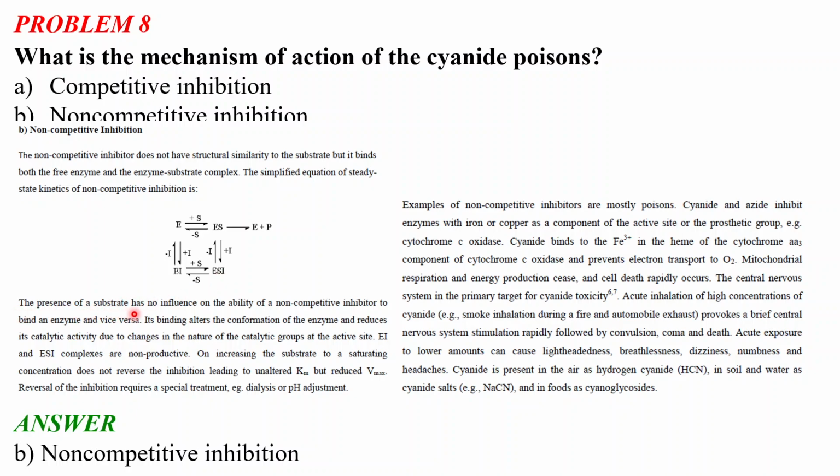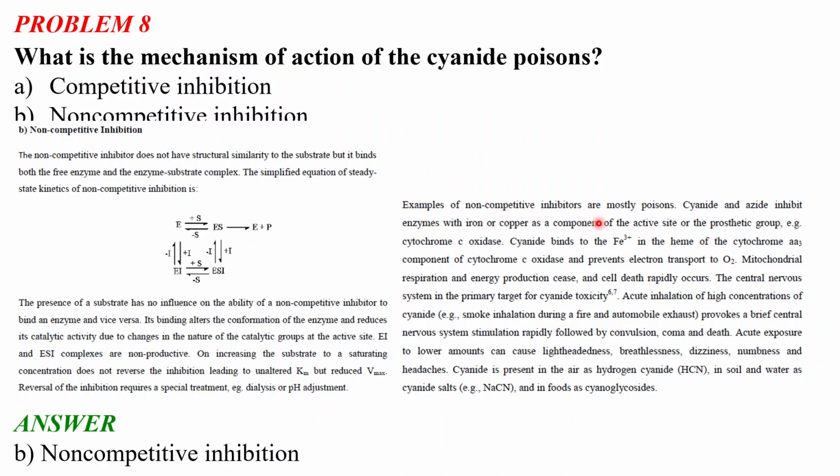The presence of the substrate has no influence on the ability of the non-competitive inhibitor to bind an enzyme, or vice versa. Its binding alters the conformation of the enzyme and reduces its catalytic activity due to changes in the nature of the catalytic groups at the active site. EI and ESI complexes are non-productive. Increasing substrate to a saturated concentration does not reverse the inhibition, leading to unaltered Km but reduced Vmax. Reversal of the inhibition requires a specific treatment like dialysis or pH adjustment.